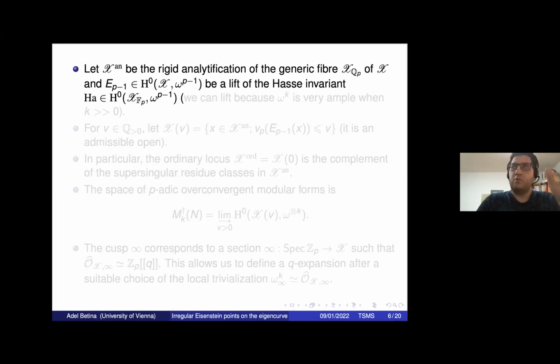And the topology in the rigid analytic world is a bit more complicated. We use Grothendieck topology. We cannot define the union of two opens as we like. It's a bit more complicated, but it's quite similar.